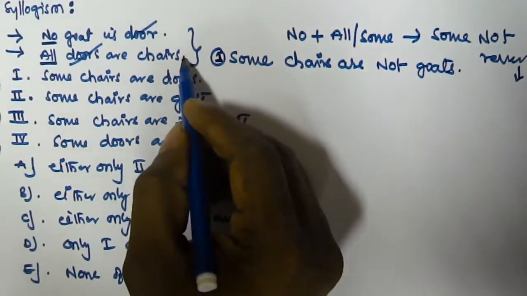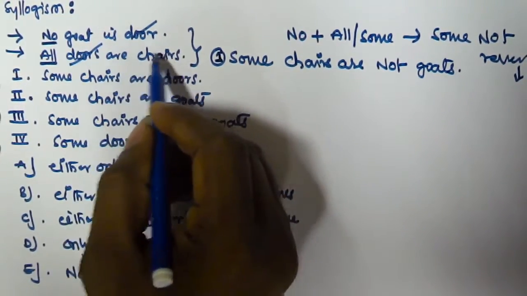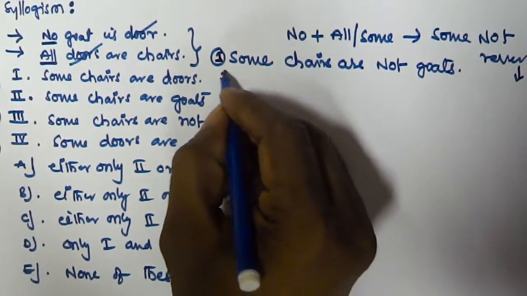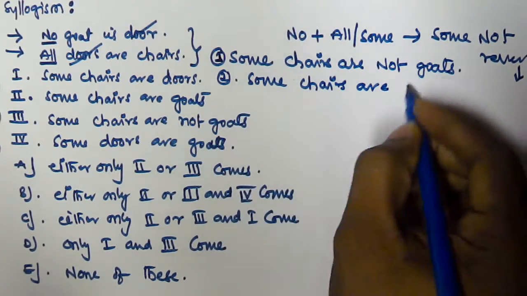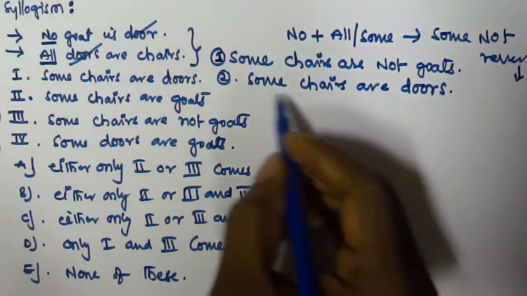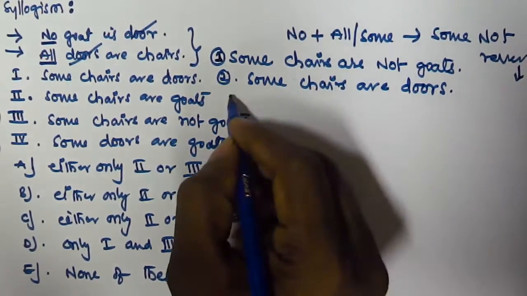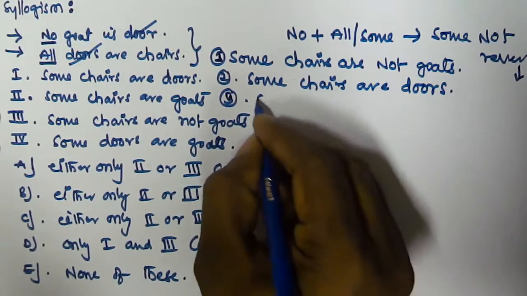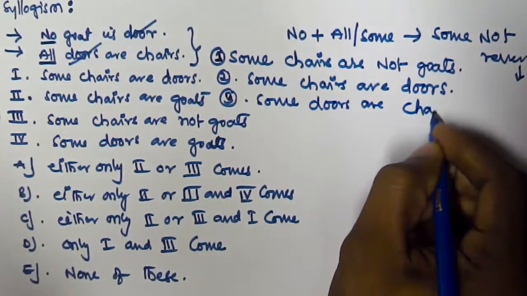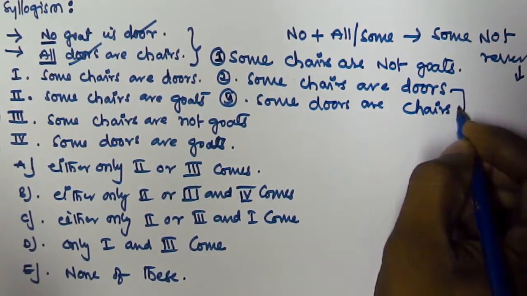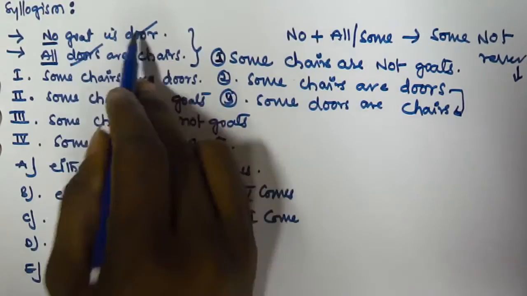So this is the first derivation we can do from this one, right? So second one, from the second statement alone, we can do all doors are chairs. So if you interchange chairs and doors, this all will become some. So second conclusion we get, some chairs are doors. So when we have a some, we can interchange chairs and doors. So the third one we will get, some doors are chairs. So this one is derived from the second derivation. Okay, and when no goat is door, we can interchange goat and door also.